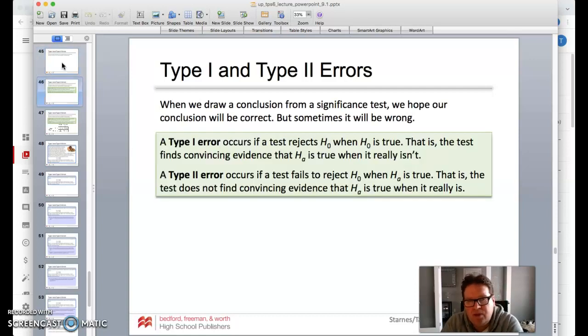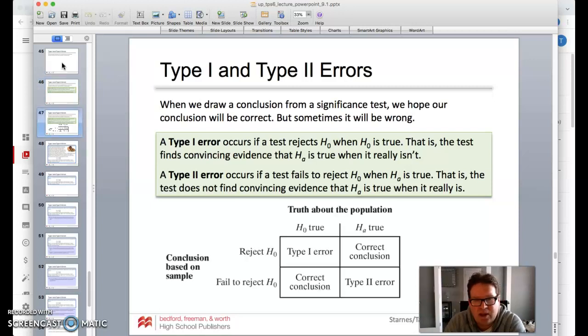So these are the two errors. Type 1 occurs if a test rejects the null hypothesis when the null hypothesis is true. That is, the test finds convincing evidence that the alternative hypothesis is true when it really isn't. Type 2 is an error that occurs if the test fails to reject the null hypothesis when the alternative hypothesis is true. That is, the test does not find convincing evidence that the alternative hypothesis is true when it really is. Okay, so those are the two types of errors that we're going to see.